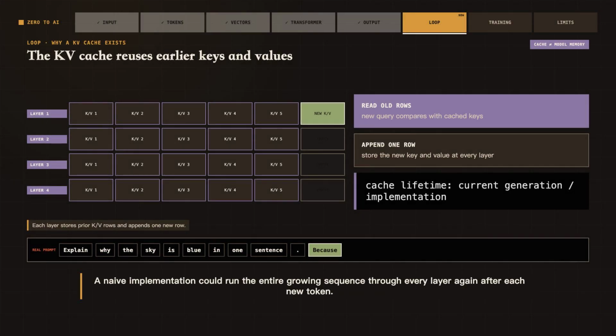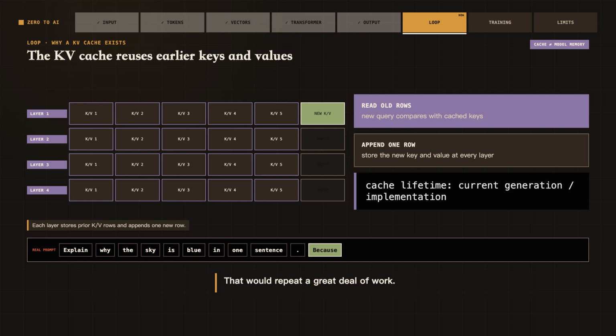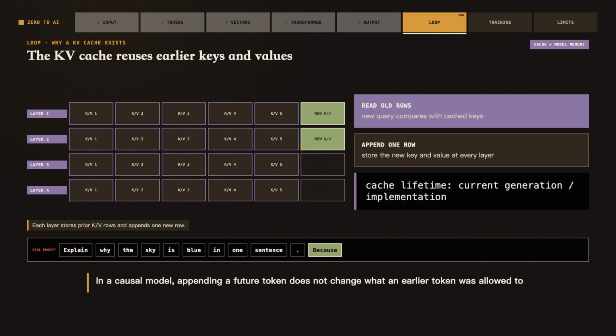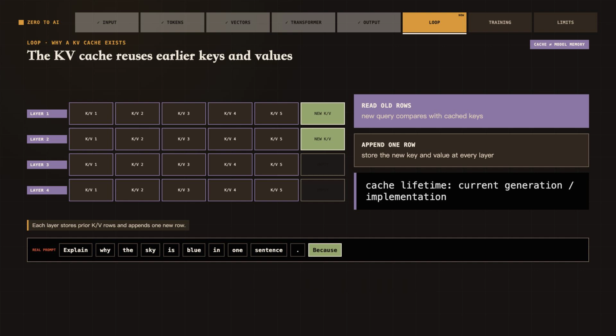A naive implementation could run the entire growing sequence through every layer again after each new token. That would repeat a great deal of work. Look back at one attention layer. Earlier tokens already produced key and value vectors in that layer. In a causal model, appending a future token does not change what an earlier token was allowed to attend to when its stored key and value were computed. The inference engine can save those keys and values in a KV cache.